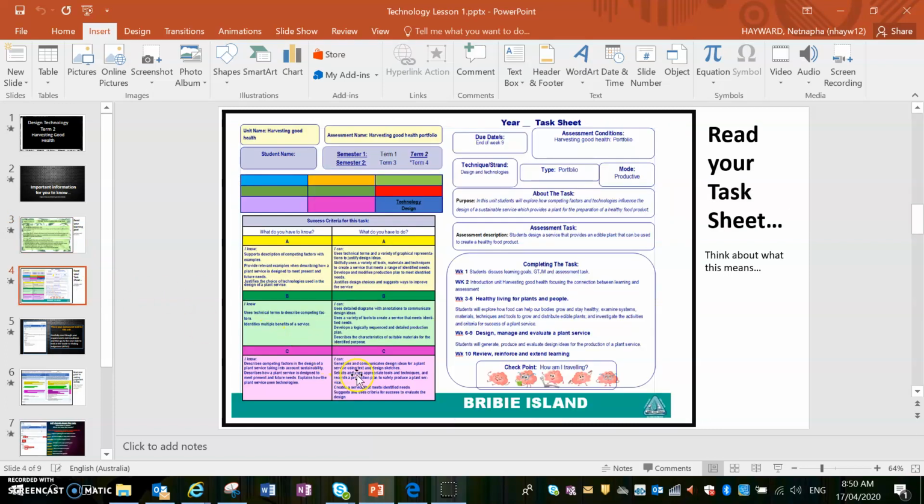Next one we're going to look at is our task sheet. Our task sheet, this is what you usually get to glue into your book so that you can refer to it. So making sure you know each part of it.